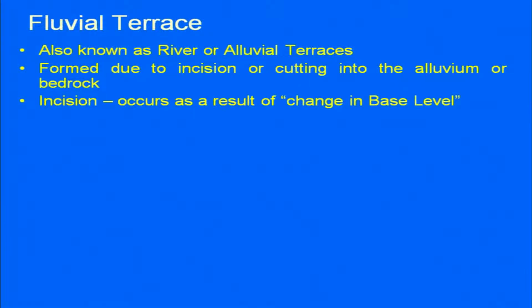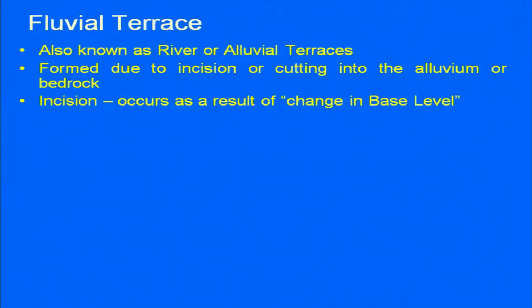Incision can occur as a result of change in base level. The base level is the point at which the channel meets another trunk stream. For example, for a tributary, the base level will be the trunk stream. If there is any fluctuation in the water level of the trunk stream, there will be an incision; the channel will try to keep itself in equilibrium, matching the level of the main trunk stream.